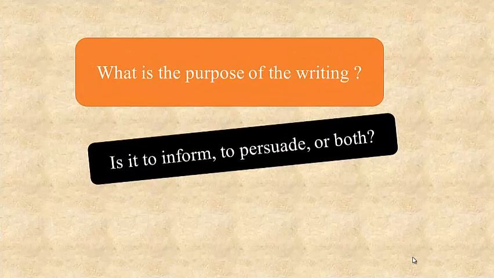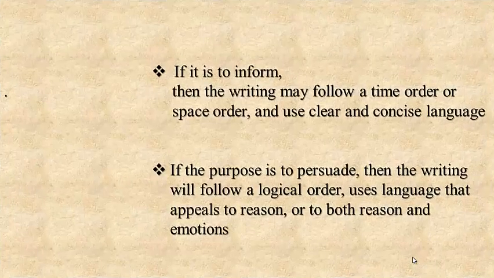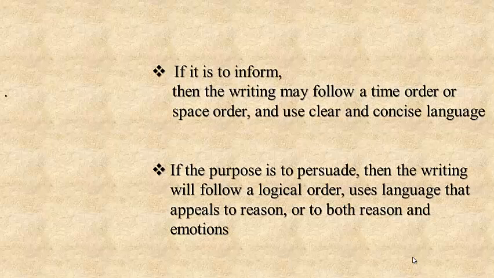To know the background information of a source language text, we can also ask ourselves, what is the purpose of the writing? Is it to inform, to persuade, or both? If it is to inform, then the writing may follow a time order or a space order and use clear and concise language. If the purpose is to persuade, then the writing will follow a logical order and use language that appeals to reason or to both reason and emotions.